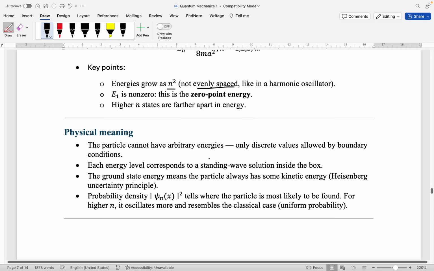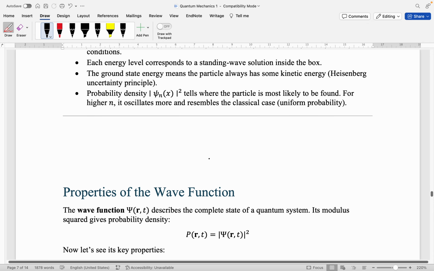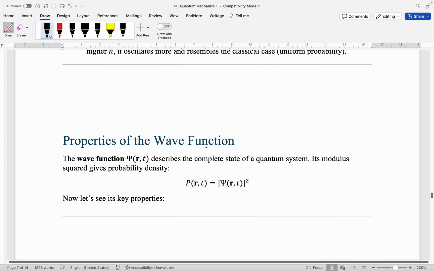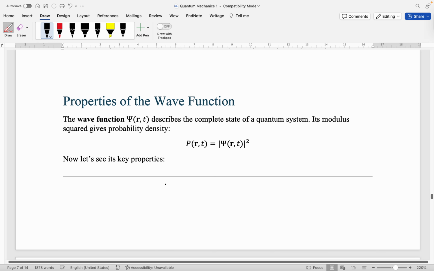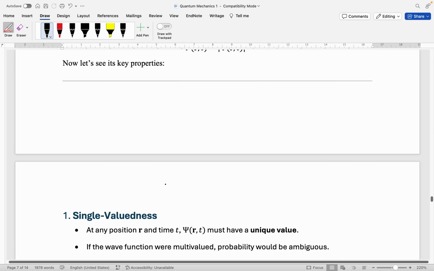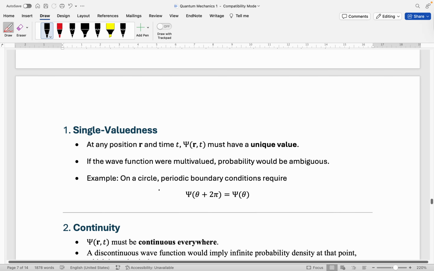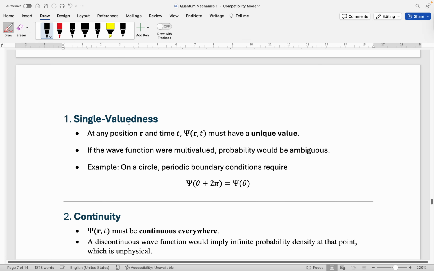So physical significance, I'll share this with you. This one I've already discussed. If I talk about the square, then only it has got a physical meaning. That means the particle will exist. This is an important conclusion. Single valuedness. That means this wave function at a particular point will have a unique value, one single value.